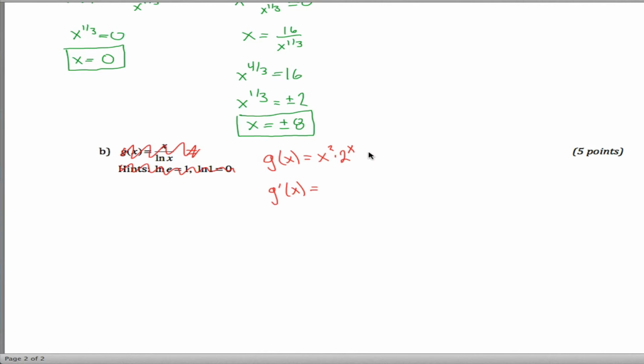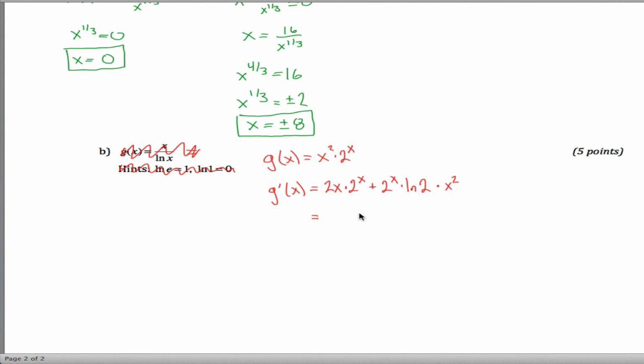The product rule tells us that the derivative of f times g is f prime, 2 times x in this case, times g, which is 2 to the x power, plus g prime, which is 2 to the x power times the natural log of 2, times f, which is x squared. Get this mess right here. That's not going to be fun to figure out when it equals 0, stuff like that.